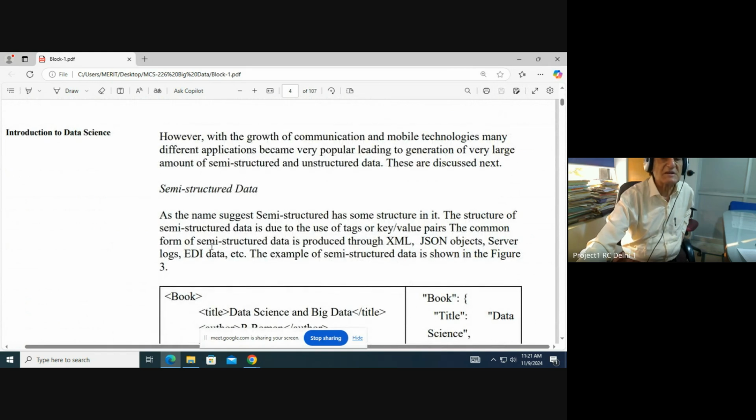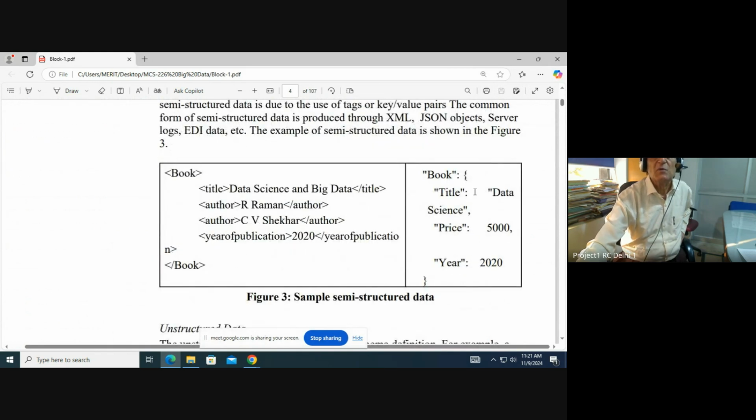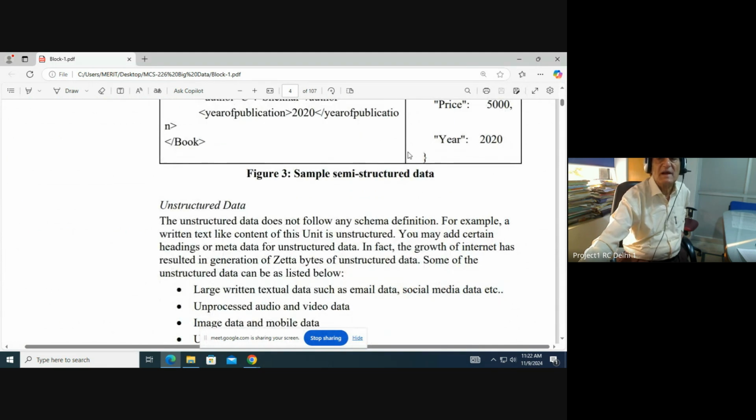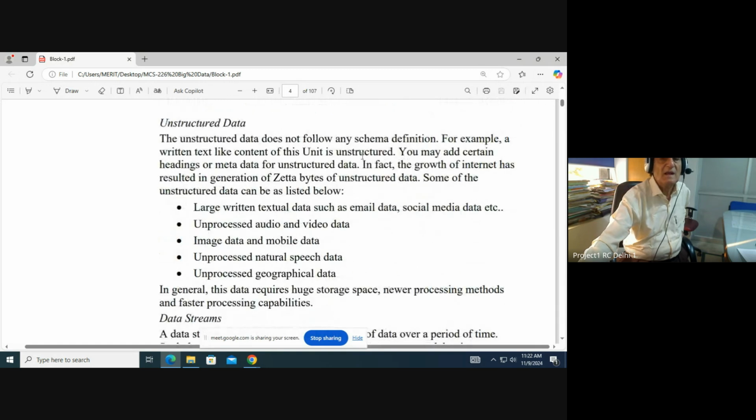So semi-structured data, look at this, book title, science, these are semi-structured data, which use tags or key value pairs. The common forms of semi-structured data are produced through XML, JSON, etc. So a simple semi-structured data example is this: price, year, so and so.